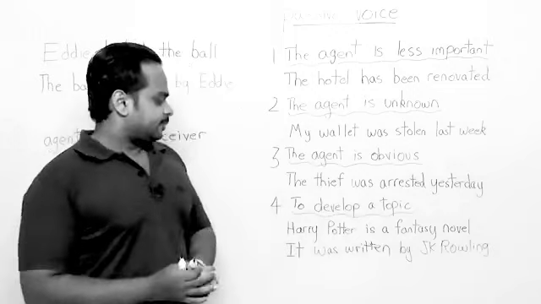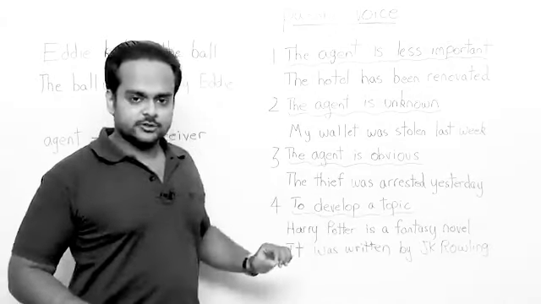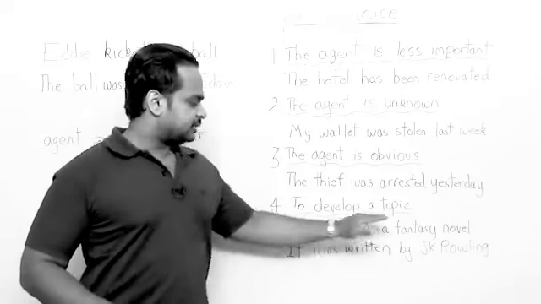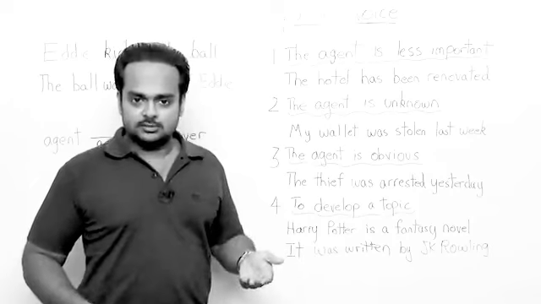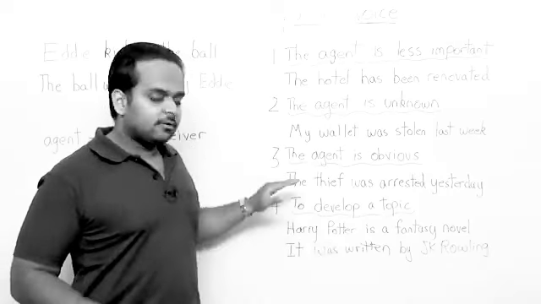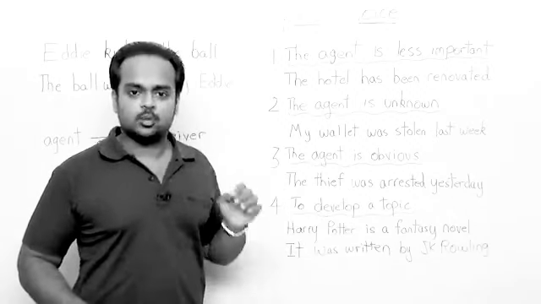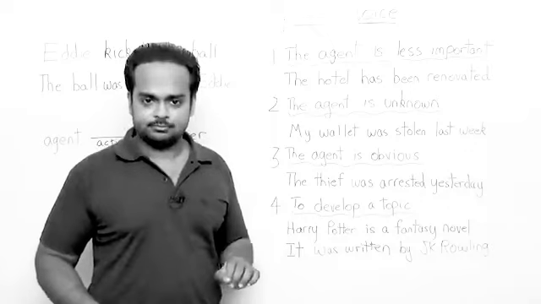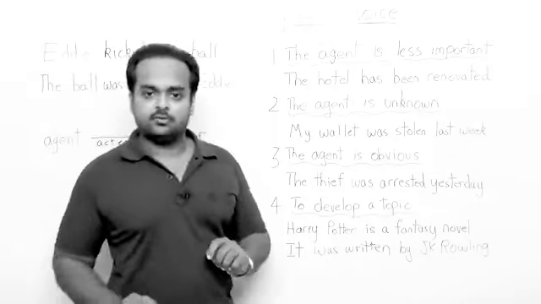All right, and there it is. It was written by J.K. Rowling. Now read the two sentences together. Harry Potter is a fantasy novel. It was written by J.K. Rowling. Notice in this case, we're flowing smoothly from the first sentence to the second sentence. We're keeping the topic the same. That is a very important use of the passive voice.